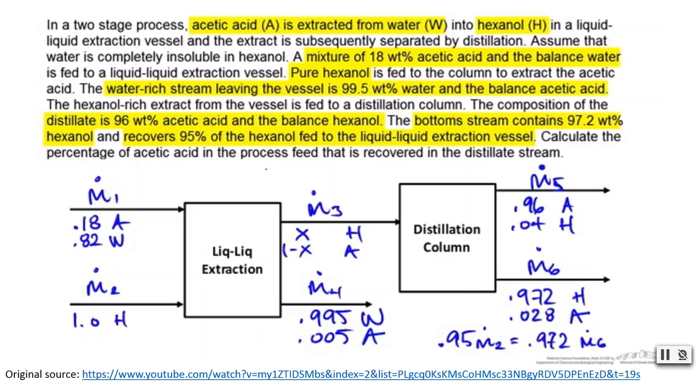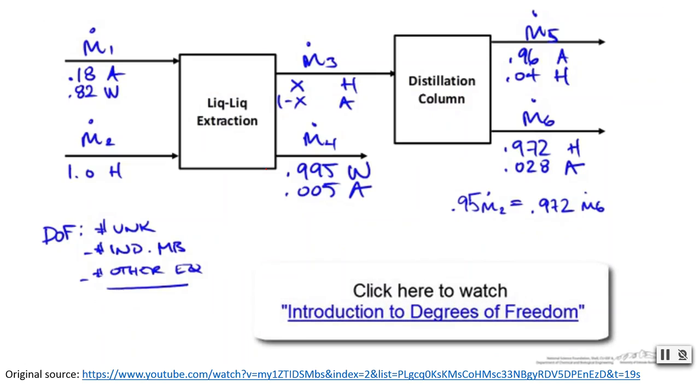Let's take a look at what's being asked in the problem. We need to calculate the percentage of acetic acid in the process feed that's recovered in the distillate. So we want to know how much of the acetic acid going in is being recovered in the distillate here. Before we start writing and solving equations kind of haphazardly, the next thing to do is a degree of freedom analysis on every system in this particular process. That'll illustrate to us the easiest way to proceed to calculate what's being asked for. Alright, I've scrolled down a little bit to make some room to do the degrees of freedom analysis on this process. We can apply this analysis to every system in the process.